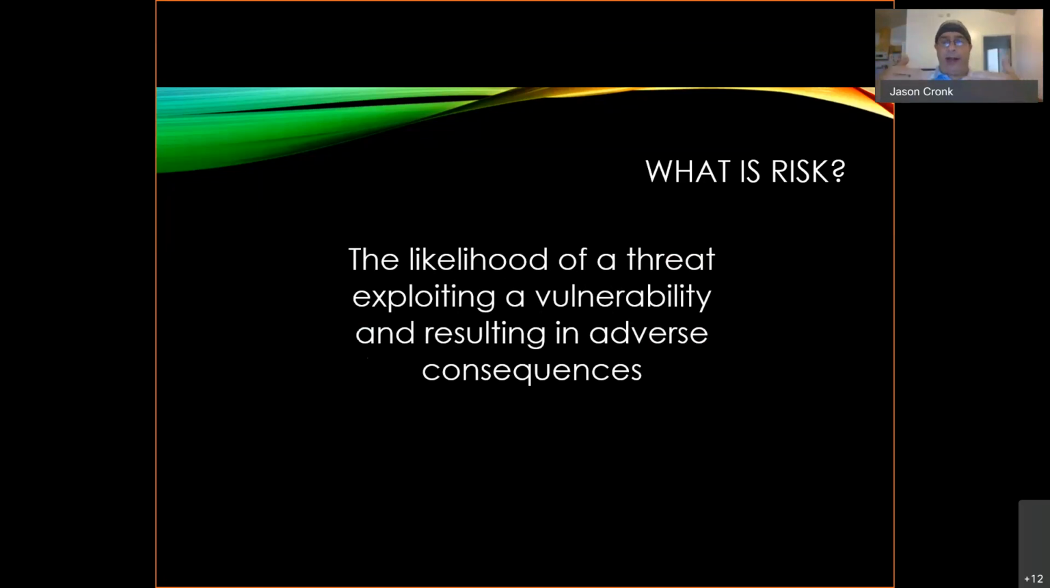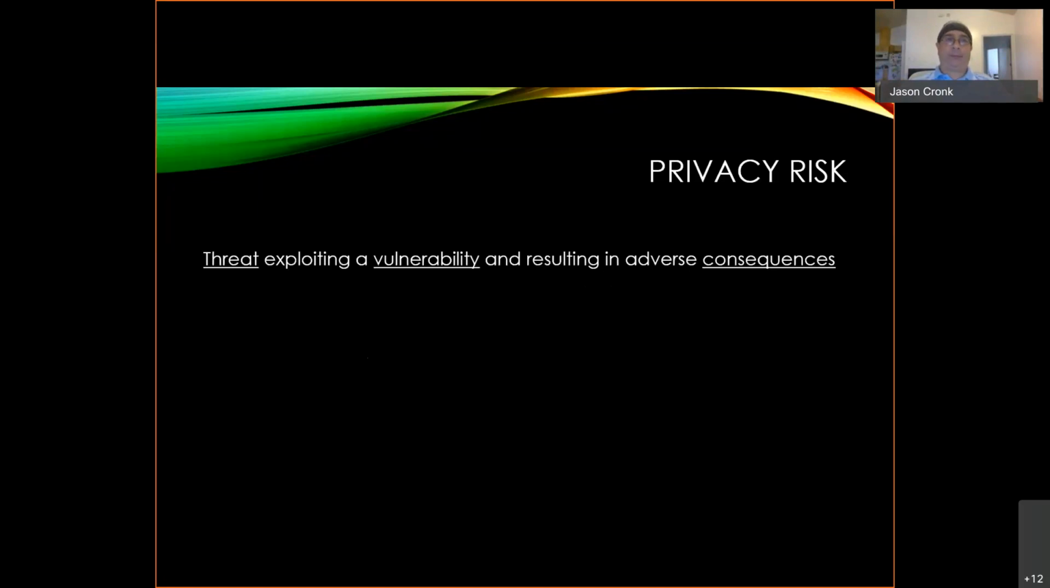How likely is a threat, an outside hacker, a system failing, an internal employee getting access to information, exploiting some kind of vulnerability? And again, it can be a security vulnerability. It could be a vulnerability like this hard drive is old and it's going to fail and we're going to lose data integrity, resulting in some adverse consequence. So what is the risk of this happening?